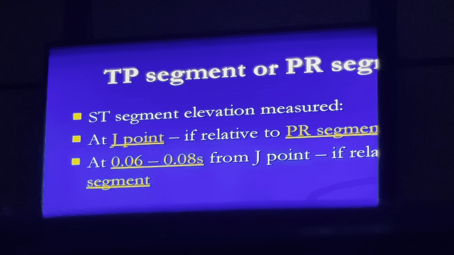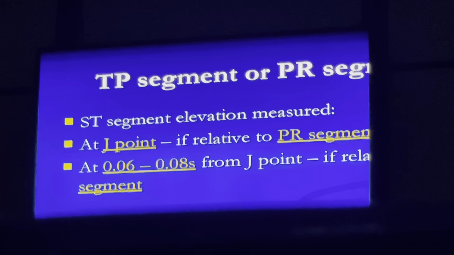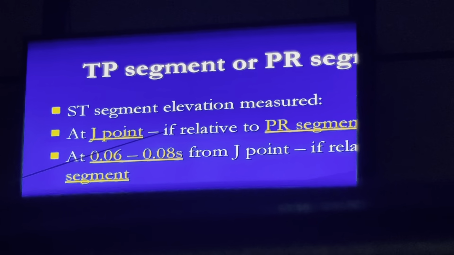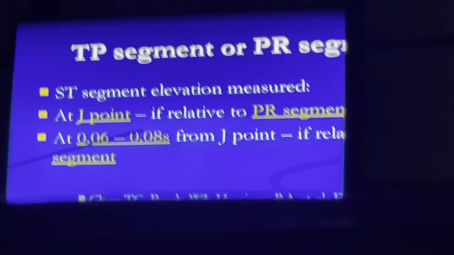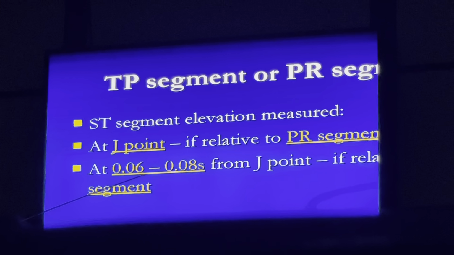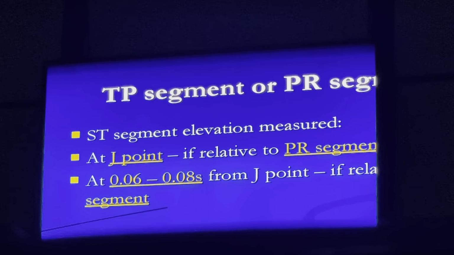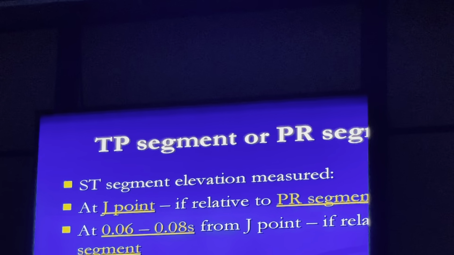So from where do we measure the ST segment? This is actually a question at times. ST segment elevation is measured at the J point. If your reference is the PR segment, it is 0.06 to 0.08 seconds, which means 1 to 2 small squares if the TP segment is your reference point.